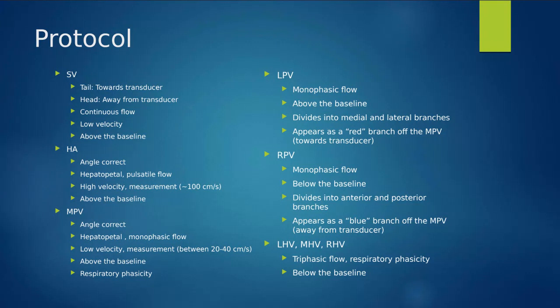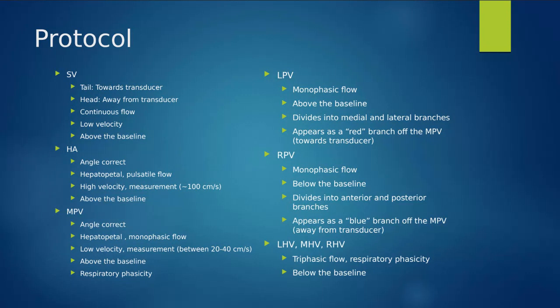So it's going to appear red, or whatever color is indicated above the baseline of our color map, as it hops up and over and then down to the head of the pancreas. It's going to appear like it's traveling away from the transducer, so that is going to be represented by blue, or whatever color is below the baseline on our color map.